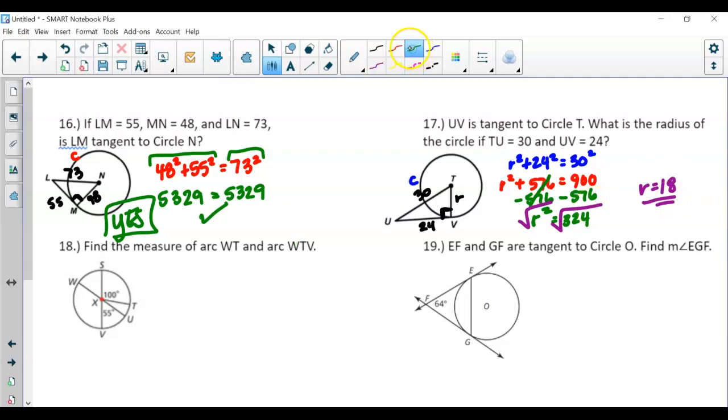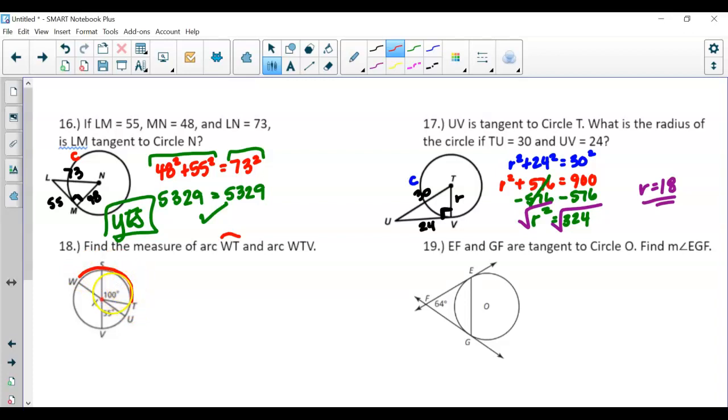So now for 18, you're looking for the measure of arc WT. So when it's like the two letters like this, you're talking about a minor arc, not a major arc. So I don't want greater than 180. We're going to want less than. So WT is here. So we're solving for the measure of WT.